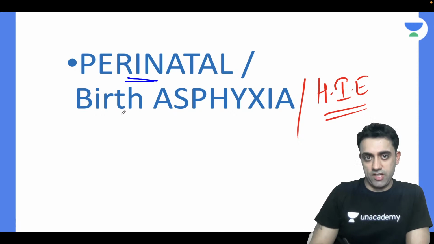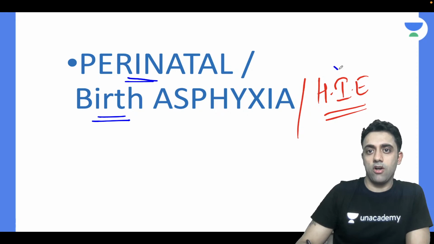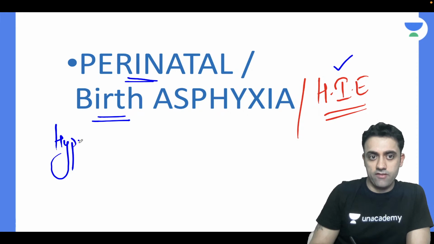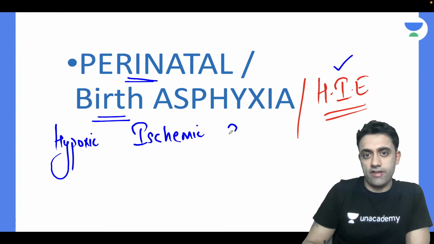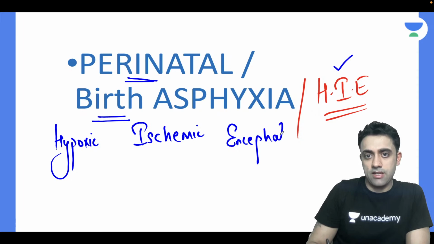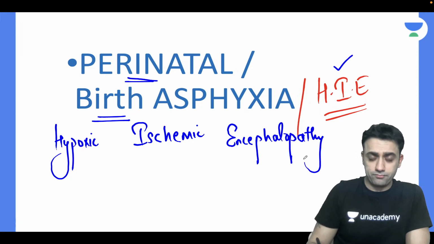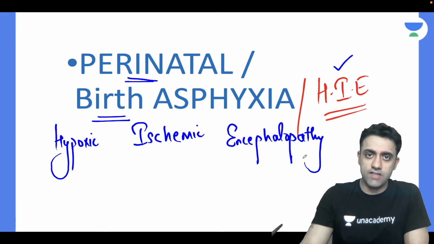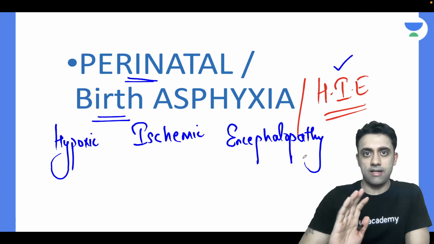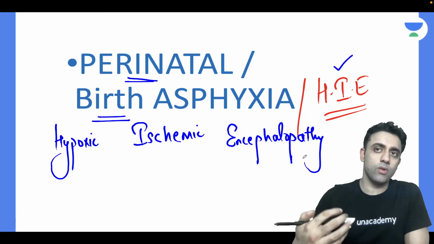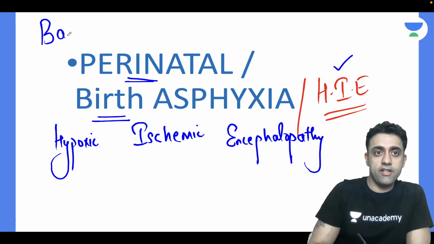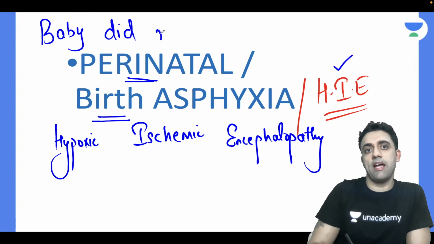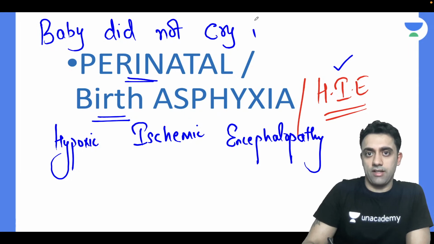In perinatal asphyxia or birth asphyxia or something known as HIE, which is nothing but hypoxic ischemic encephalopathy, okay? This much are you able to understand? These three have the same meaning. Perinatal asphyxia, birth asphyxia or HIE are the same. Okay, what is the layman thing which I should understand? The thing I should understand is the baby did not cry immediately after birth.